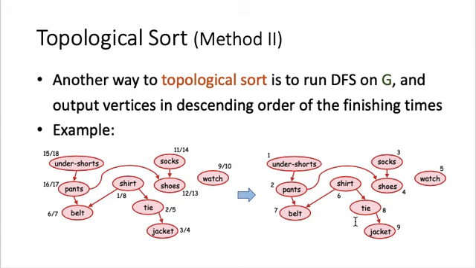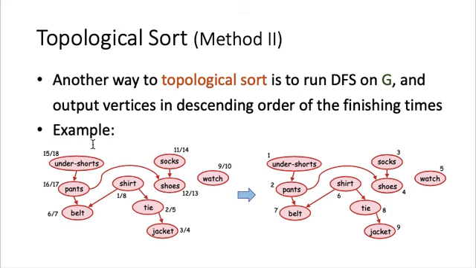Okay, now method 2 is different. Method 1 will try to output the vertices one by one, and method 2 will first run DFS and then output the vertices after running the whole DFS. So we are running the DFS, and for illustration purposes, we are also keeping track of the discovery time and the finishing time as we run it.